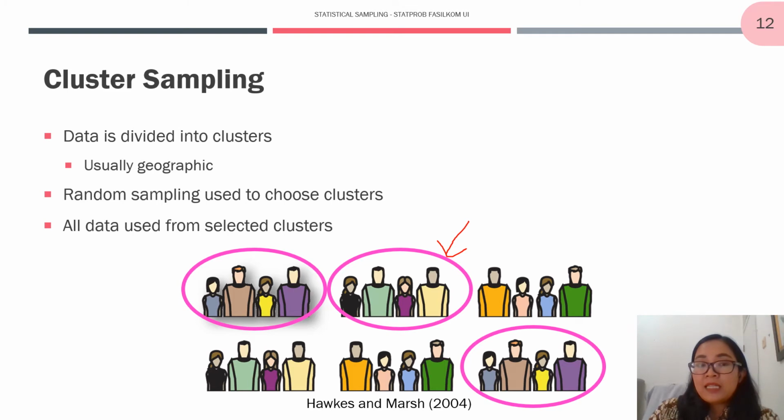Please keep in mind that it is different from the previously explained stratified sampling because here a selected cluster is used in its entirety, whereas the previously described stratified sampling uses random sampling within each subgroup.